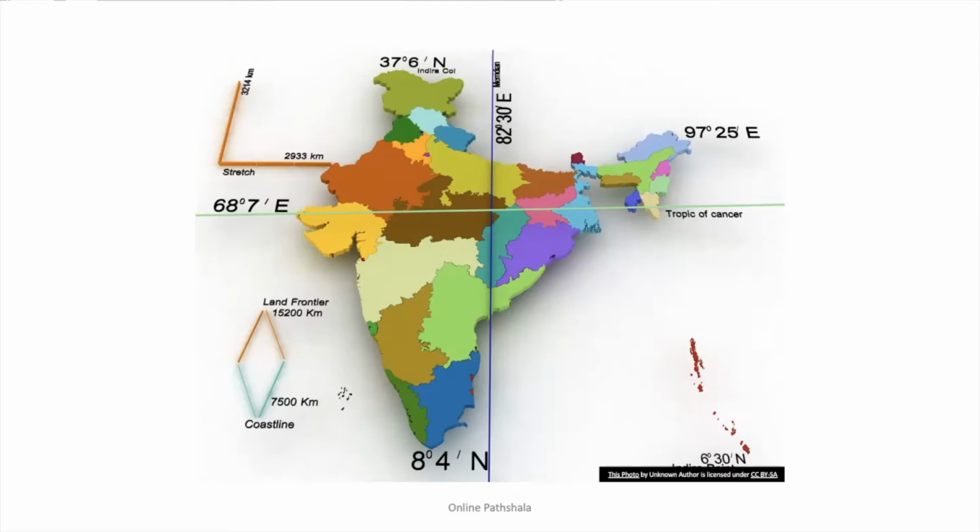Now, India is bounded by the Young Fold Mountains in the northwest, north, and the northeast. South of about 22 degrees north latitude, it begins to taper and extends towards the Indian Ocean, dividing it into two seas, the Arabian Sea on the west and the Bay of Bengal in the east. So you can see this tapering effect of the land for the country here.